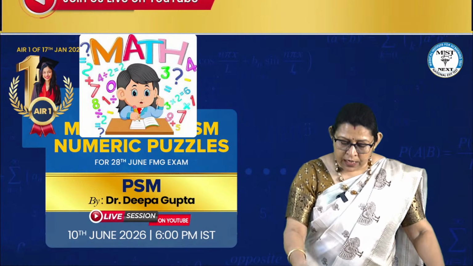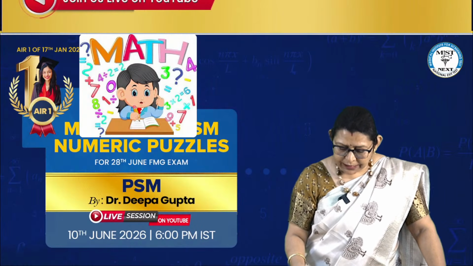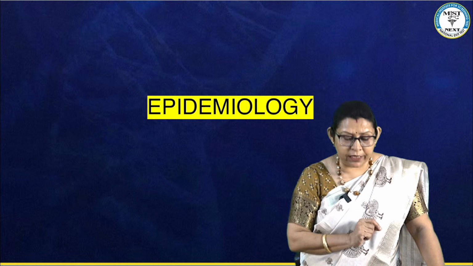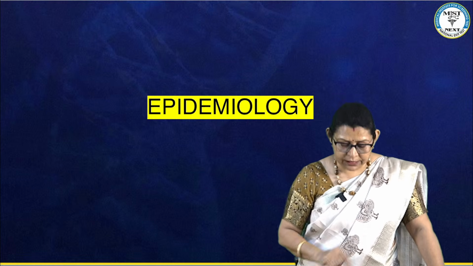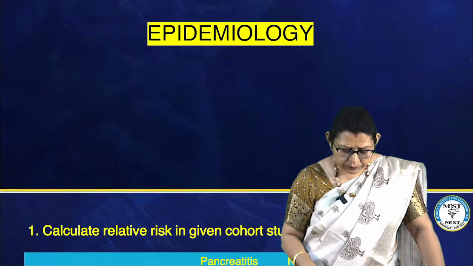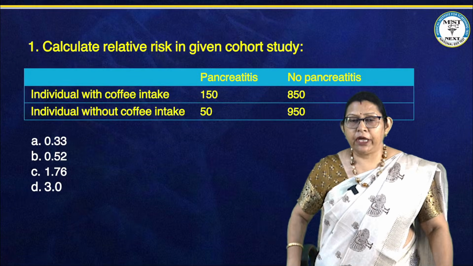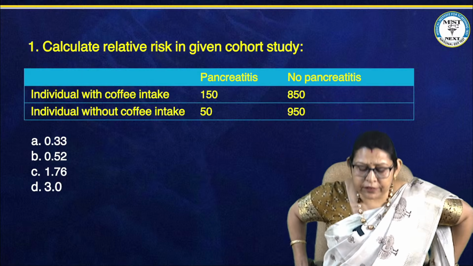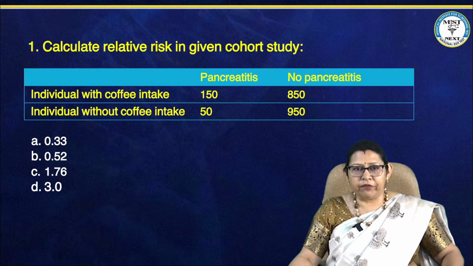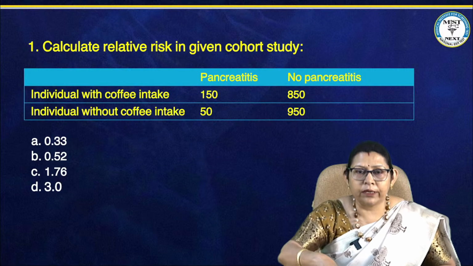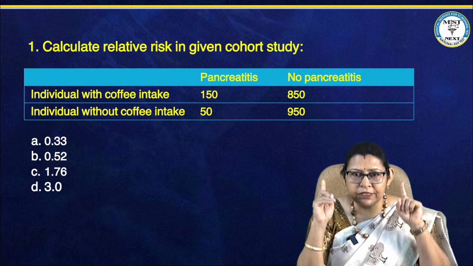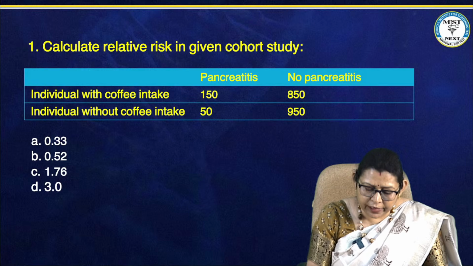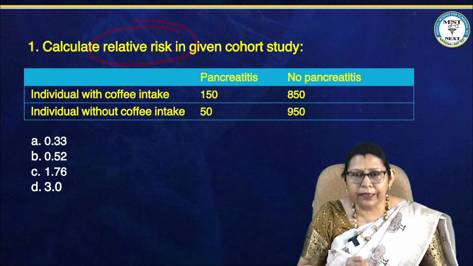Okay. So without wasting time, we'll be starting the first topic, the numericals which are commonly being asked from epidemiology. So read the question carefully and try to answer those questions. Now first is: calculate relative risk in the given cohort study. So the first thing which should flash in your mind is, what is the formula for relative risk? They are asking us the relative risk.